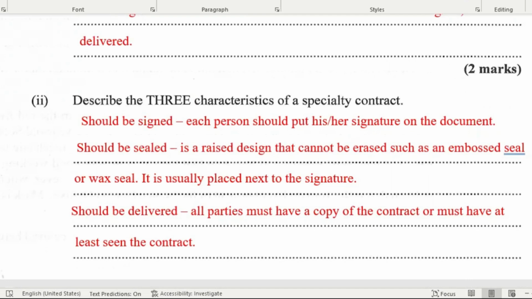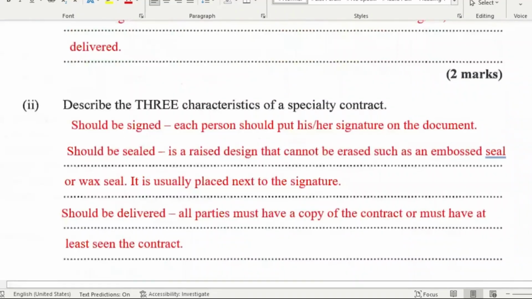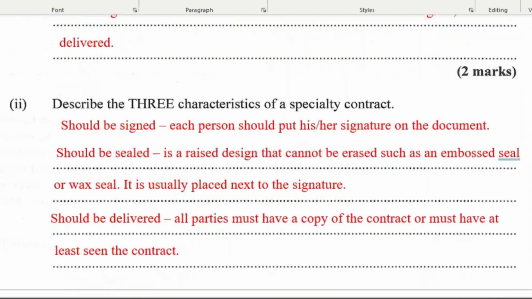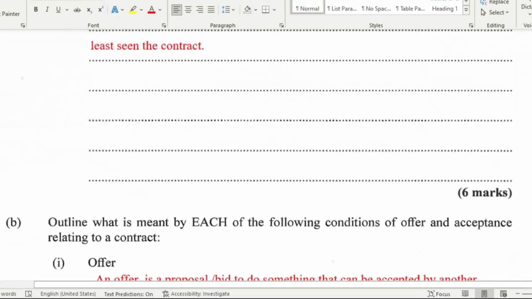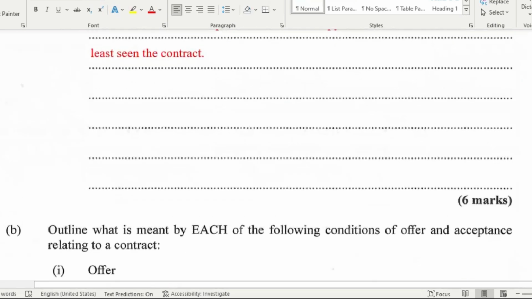So remember, you're not just listing the characteristics, but you're also describing the characteristics. Let's move to the next question. All right, part B says, outline what is meant by each of the following conditions of offer and acceptance relating to a contract. Offer. You're to outline it. What can you say about an offer? What is it? Take a few seconds to think about it.